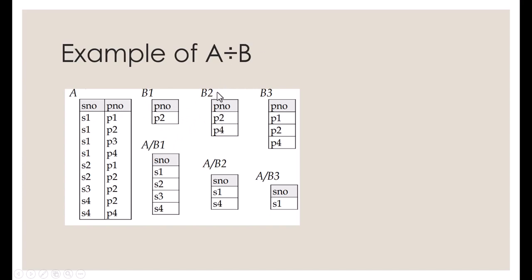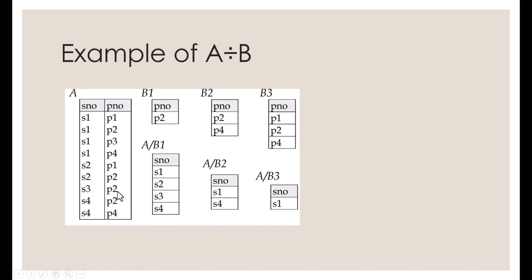On the next one we have B2, which has P2 and P4. S1 is associated with P2. We also have to find S1 with P4. Let's see. Yes, we do have S1 with P4, so we're going to put S1 down here. Let's take a look at P3. Actually, P3 doesn't qualify. We have S2 and P2. Do we also see S2 with P4? S2 P4, no, so that does not work.